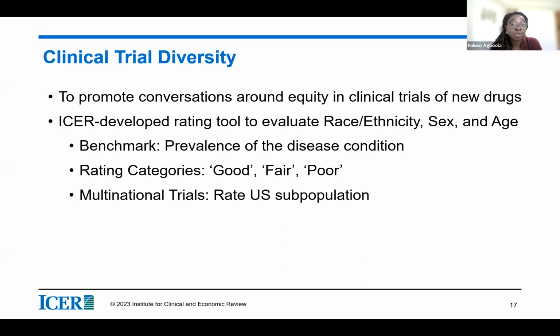Since our approach seeks to promote conversations around equity of new drugs in the US, we are going to be rating the subpopulation of patients that are recruited in the US. However, we're still going to be providing information on the racial and ethnic diversity of the overall patient population as context as needed. Now, we know that in most cases, we may not have this data of the US subpopulation in published trials, so we are going to be relying on manufacturers to provide us with this information as part of the written data request we send out.